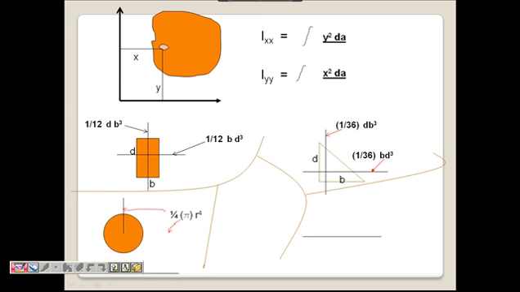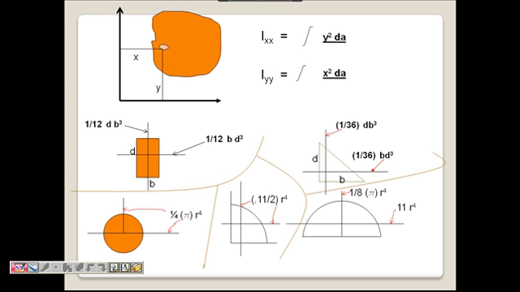Come to the circle family, starting with the full circle. You see there the centroidal x and y axes. The values of moment of inertia about these two axes are the same, and they are pi by 4 into r raised to 4. For a quarter circle, these numbers are 0.11 r raised to 4 for both the moments of inertia. And for the semicircle, the values for Ixx and Iyy are different. For Ixx, it is 0.11 r raised to 4, whereas for Iyy, it is 1 by 8 pi r raised to 4.